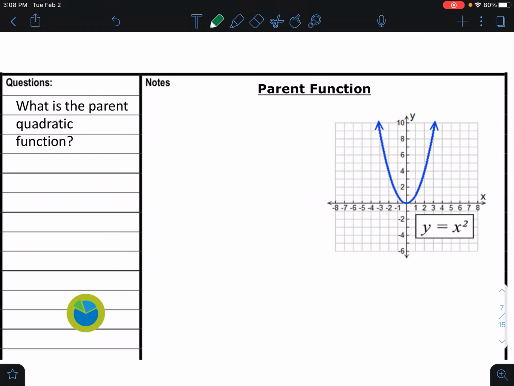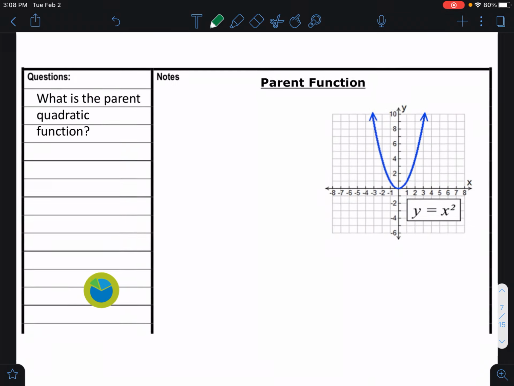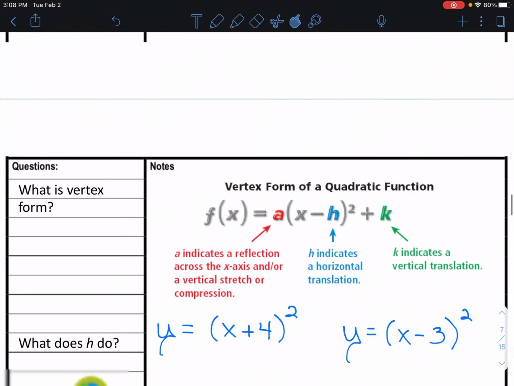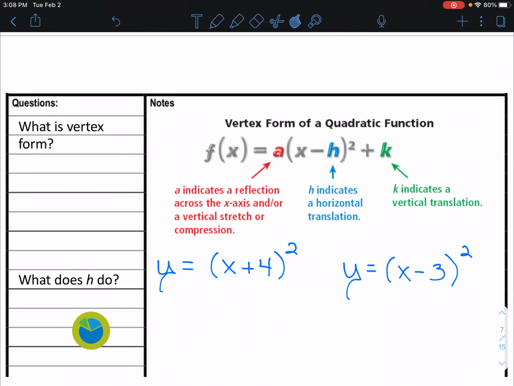Okay, so we just modify the parent function and we can get all these different kinds of quadratic functions. That's why it's called a parent function. Now what I'd like to do is go over a couple of different things. The first thing we're going to talk about is transformations when looking at vertex form.